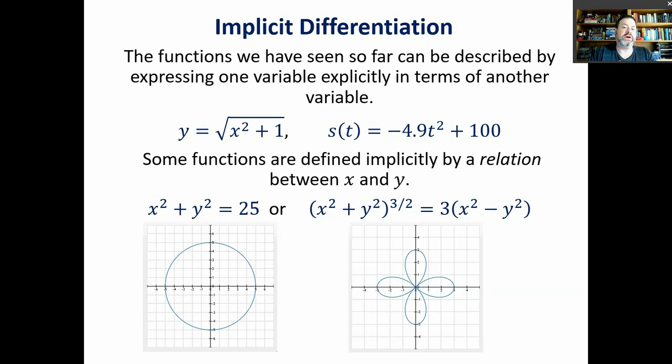So what we've seen so far is functions that are written explicitly in terms of another variable. So here we have y completely determined by x. Over here we have s completely determined by t. But some functions are defined implicitly, and it's defined as a relation. So a relation is just any graph or any set of points that can be graphed. It doesn't have to pass a vertical line test or anything like that.